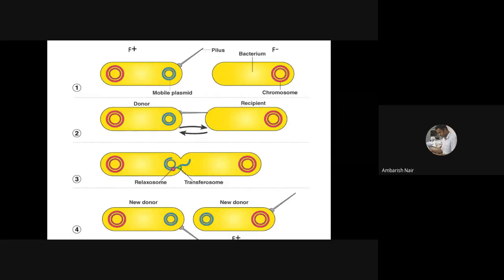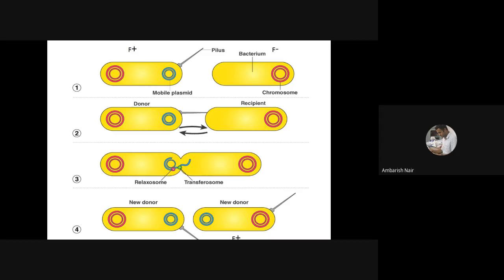Relaxosomes and transferosomes will pass one strand of this plasmid to the next recipient. So the recipient will have one strand, and the donor will have one strand. Both the recipient and donor will synthesize the second strand. So both will become new donors. You can see in both cells there is chromosomal DNA, extra chromosomal DNA or plasmid DNA, and pili also. So the F minus will become F plus. This is the mechanism of conjugation.